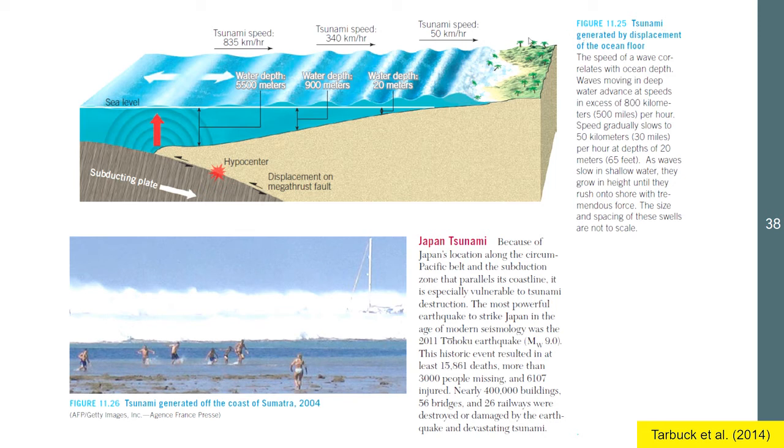Okay, so tsunami is generated by the displacement of the ocean floor. Okay, so this release of tension between plates could generate huge amounts of energy in the bodies of water, and that bodies of water will eventually travel. Okay, the energy on those bodies of water will travel towards the land, in the form of waves. Okay, so waves moving in deep water advance at speeds of 800 kilometers per hour.